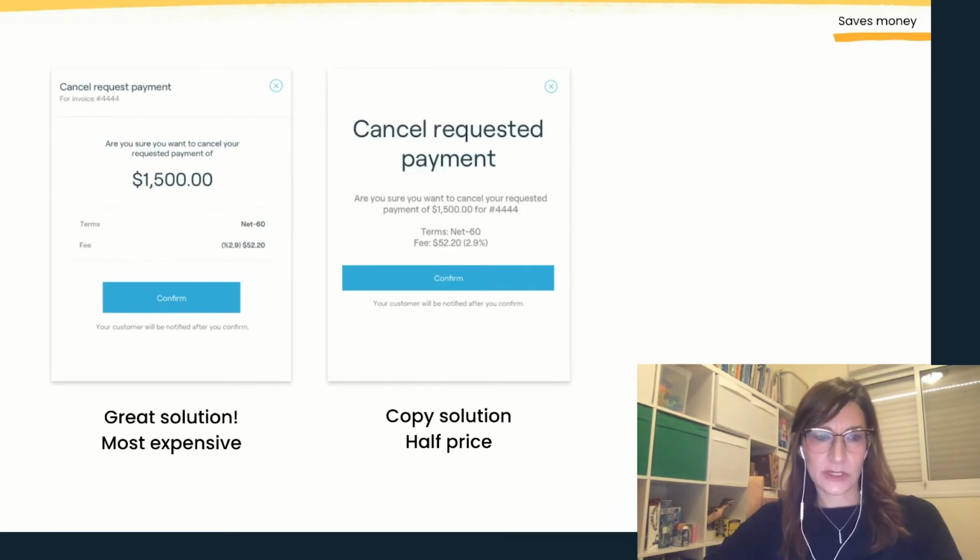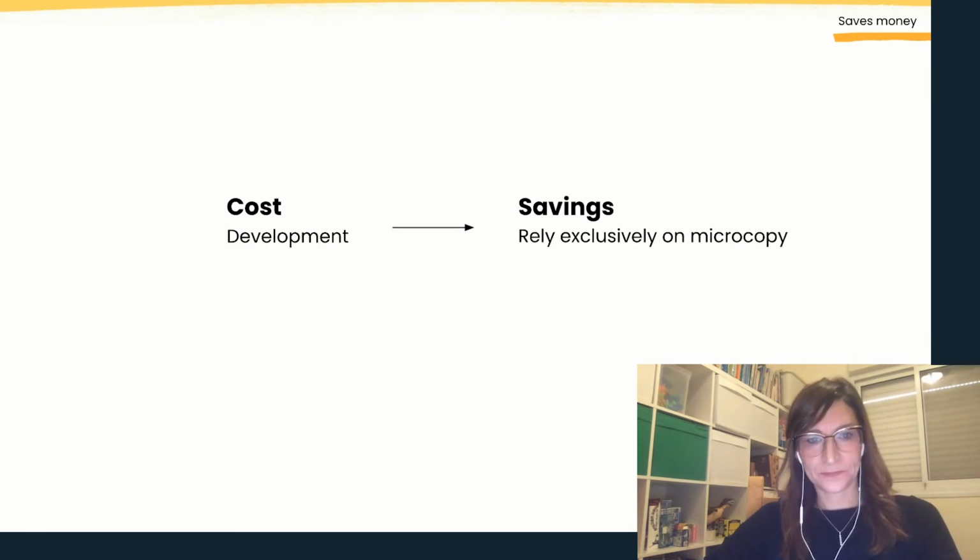So I came along and said, well, why don't we just solve it with microcopy? What if we just add the terms and the fees in a text form? And we won't get the full benefit of the new design, but it ended up costing literally half of the development time to implement. And it was worth it. The cost was development, and the savings was by relying exclusively on microcopy.